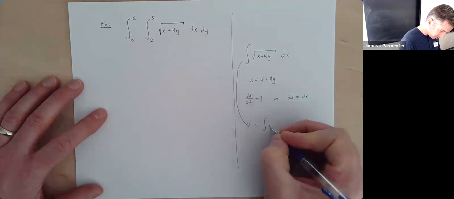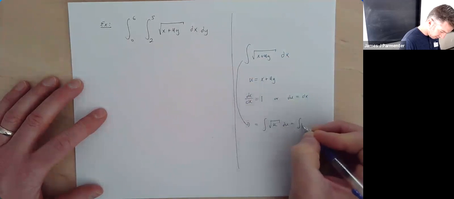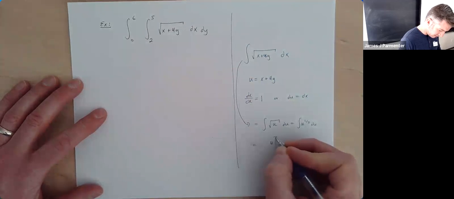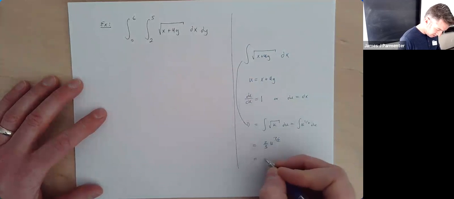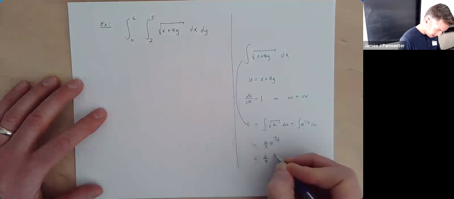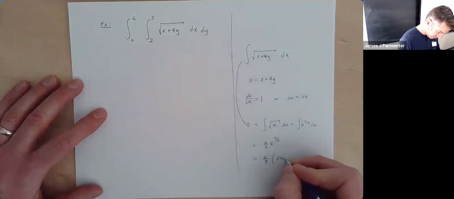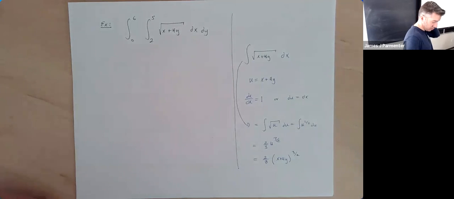So this really becomes the integral of the square root of u du, which is the integral of u to the 1/2, which is just going to be u to the 3/2 times 2/3. And then if we plug back in what u is equal to, it's 2/3 times u, which is x plus 4y, to the 3/2. And that's probably how I would choose to approach it.